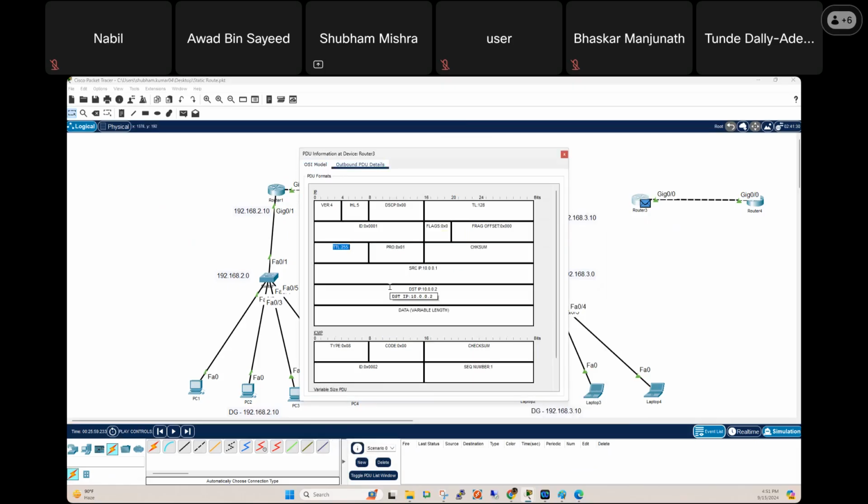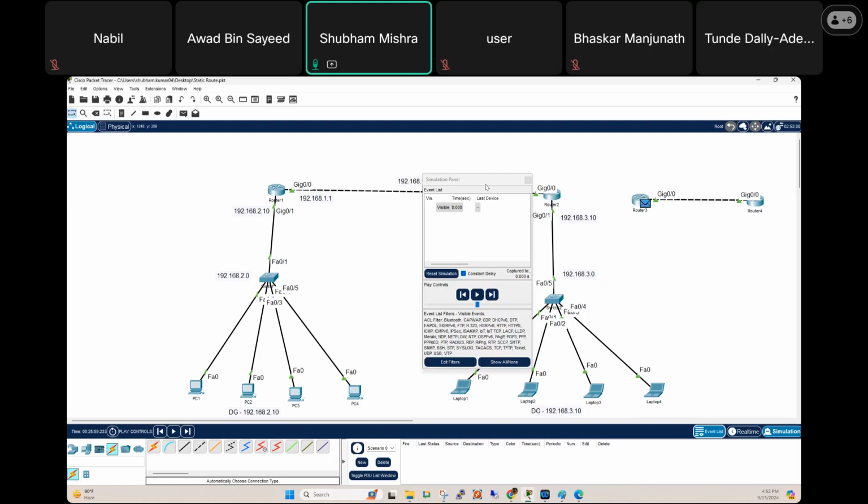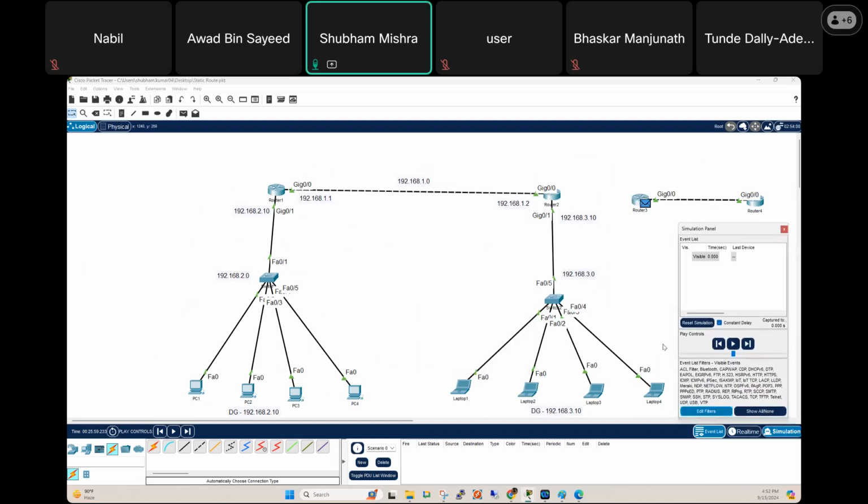Clear? Yes. Tell me, clear, right? Yes, sir. Why are you guys silent? I am pinging from the router to the router, so the TTL value is 255. Yes, sir. Clear? So I proved it to you. I hope now you guys understand very well about the default route.